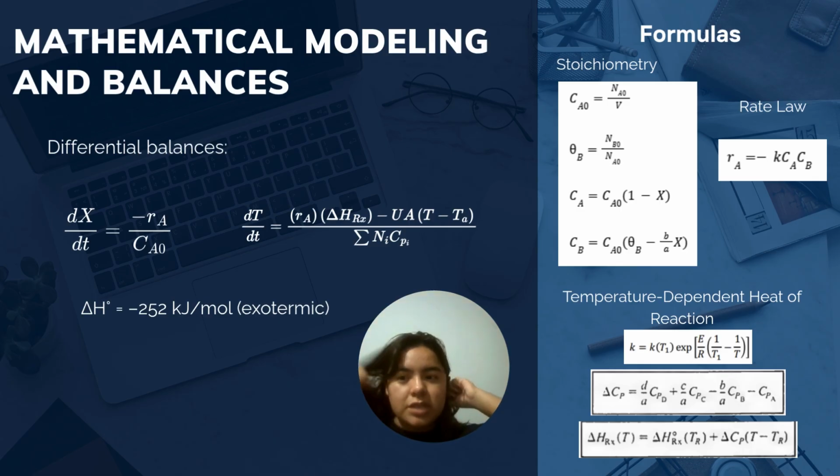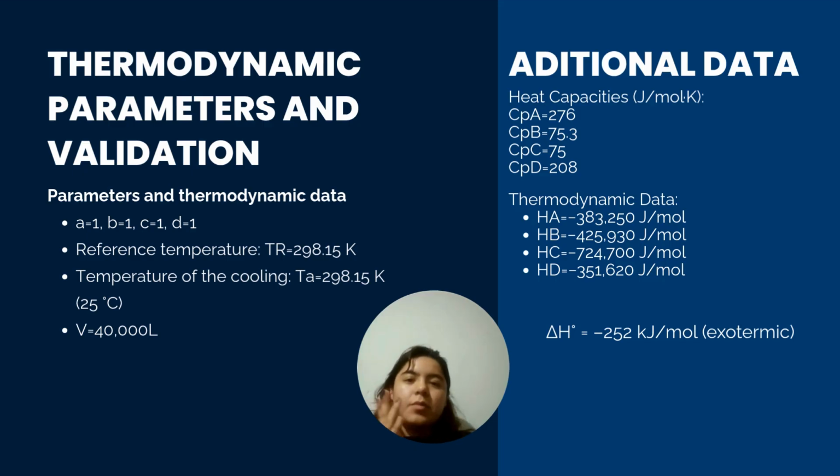We choose a batch reactor with a jacket, so it's non-adiabatic. Polymath allows us to simulate both adiabatic and heat loss systems just by adjusting the global parameter UA. All the thermodynamic parameters and this validation is because all of the thermodynamic data for each piece was taken from NIST.